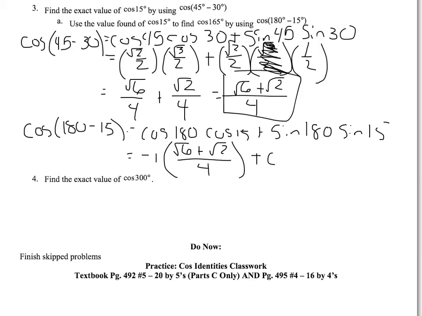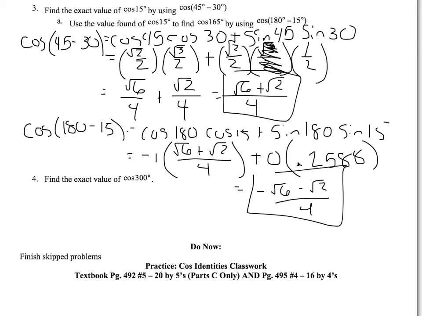Sine 180 is 0. Sine 15, if you type it in your calculator, it does give you a decimal. We don't know it, but it really doesn't matter. It's 0.2588. The reason it doesn't matter is because it's multiplied by 0. So when you multiply by 0, it just goes away. So my final answer here is just going to be negative 1 times that fraction. So it's going to be negative radical 6 minus radical 2 over 4.